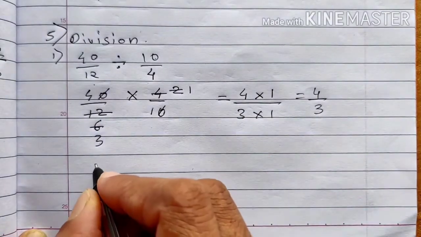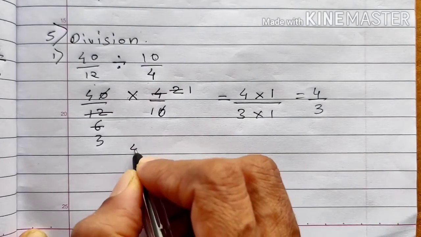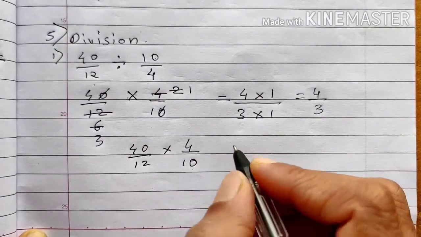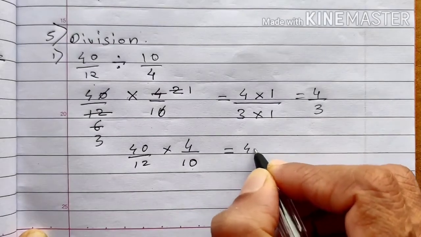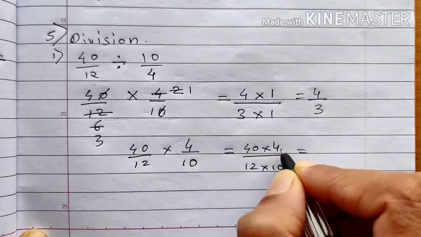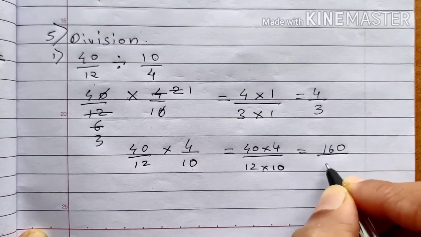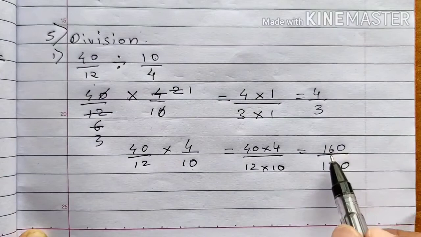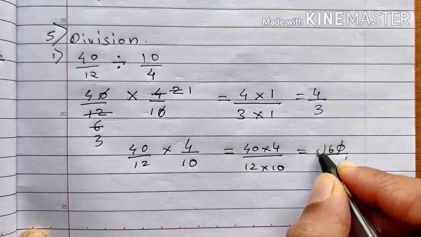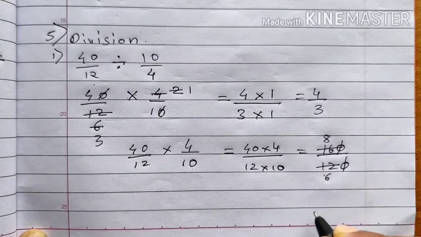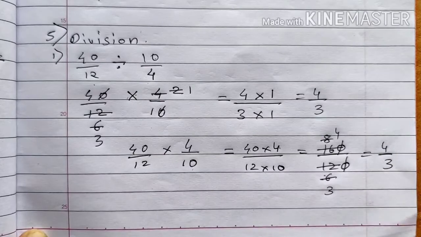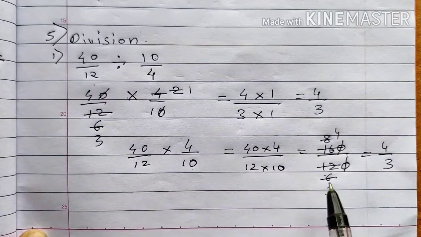The other way of doing it, वो थोड़ा long method हो जाता है. You have 40 upon 12 into 4 upon 10. You can do this also. पहले क्या करना है? 40 into 4 upon 12 into 10. That gives you 160 upon 120. ठीक है? Now here also you can reduce it to the lowest form. Zeros get cancelled. 2 8s are 16, 2 6s are 12, 2 3s are, 2 4s are. The answer is still the same. So you can follow any of these methods.